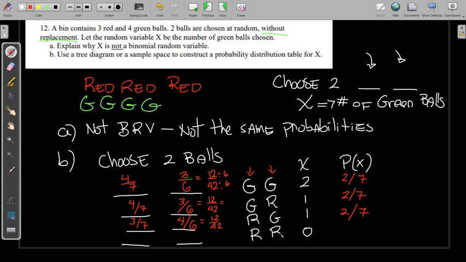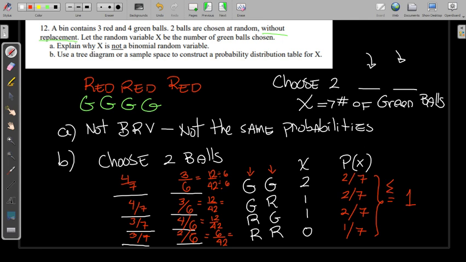The last one you want is red, red. So the first has to be a red. You got 3 out of 7. And the next one, since you already picked 1 red, you only have 2 reds left. And you don't have 7 balls, you only have 6 balls. So that will be 3 times 2 is 6, 6 over 42. You can simplify that by dividing top and bottom by 6, and you're left with 1 over 7. If you add all of this, just to double check, it should be equal to 1.